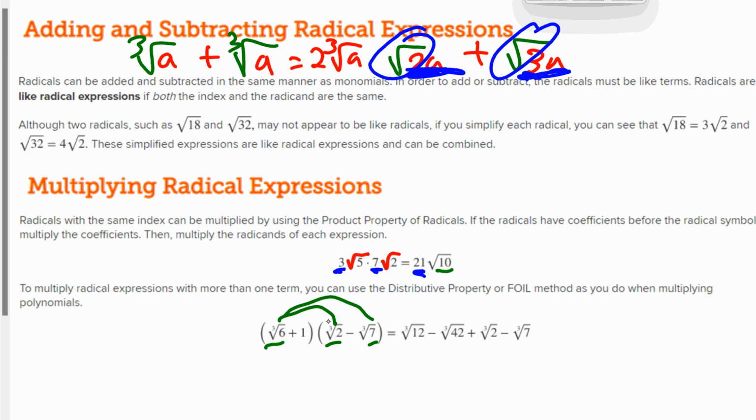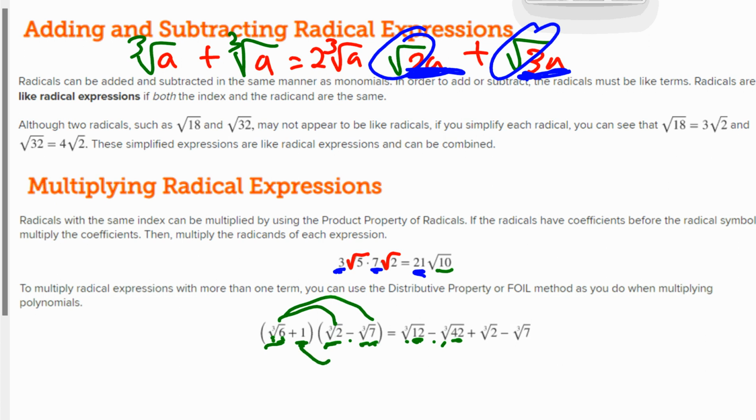If you're asked to FOIL them out, it's still going to take this one and distribute to both of those, right? And because this one is a cube root, this is a cube root, this is a cube root, I can multiply their insides. So 6 times 2 is 12. I keep the cube root. 6 times 7 is 42. I keep the cube root. A positive times a negative is a negative.